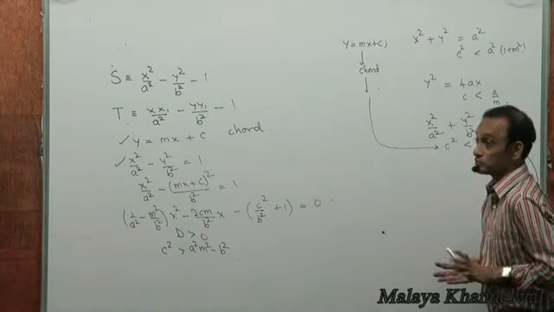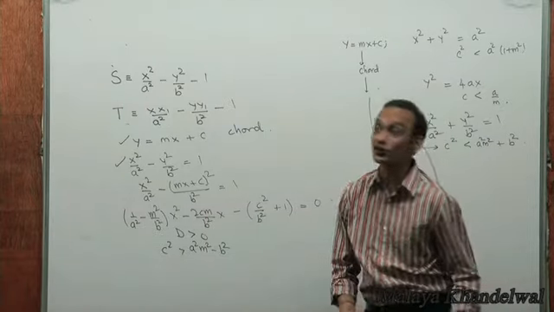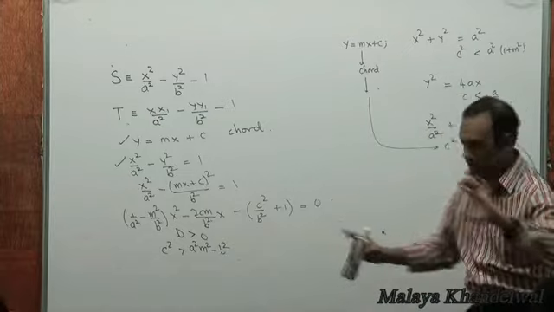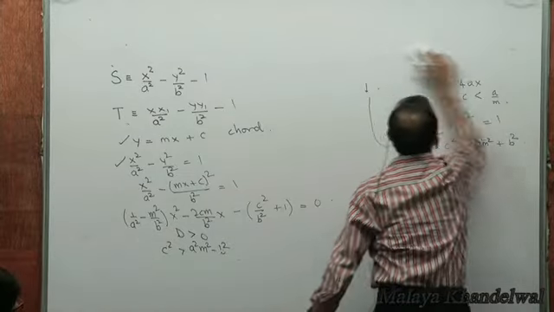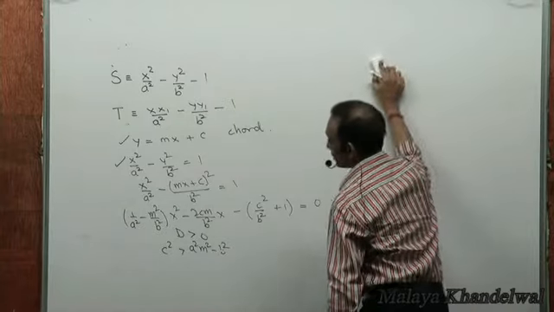But this chord could be an internal chord or could be an external chord. How would one know if a chord is internal or if a chord is external? Surely if this happens, it's a chord. It will intersect the hyperbola at two real and distinct points. But how would one know if it's an internal chord or an external chord?